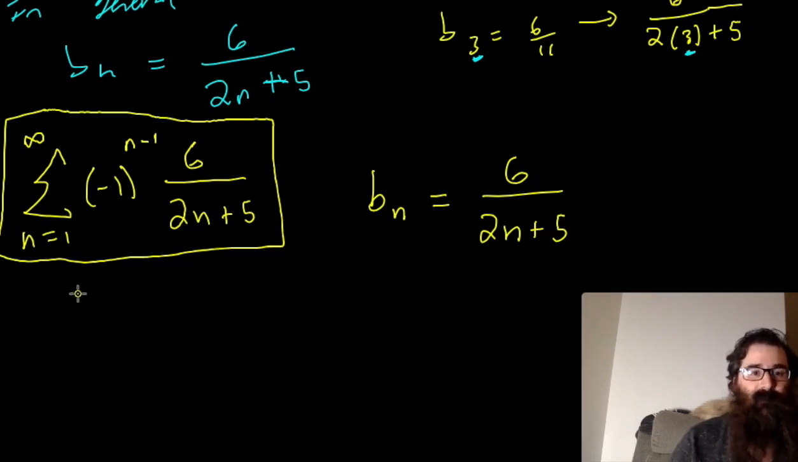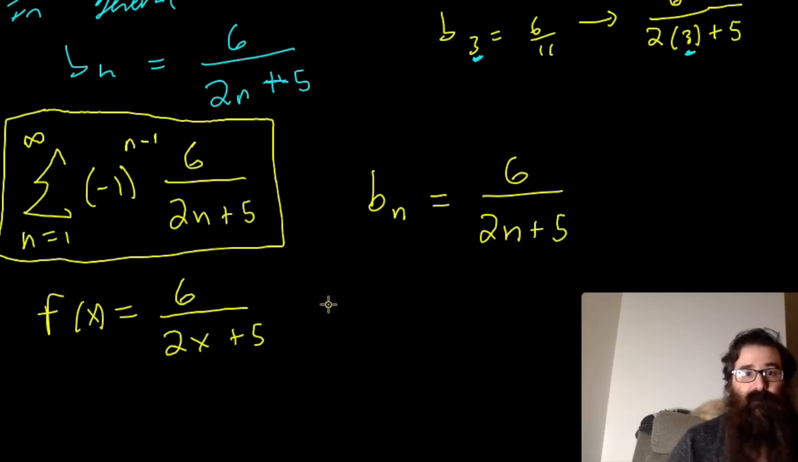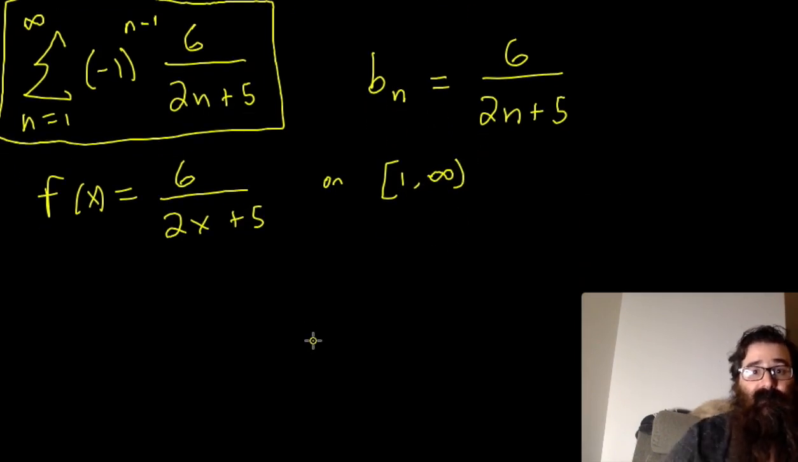But I really like working with derivatives. I think no one's going to not be impressed with that. So I would model this after a function of continuous variable x, 6 over 2x plus 5, and that's on the interval from 1 to infinity. And then I would differentiate this. And, no harm in using quotient rule.